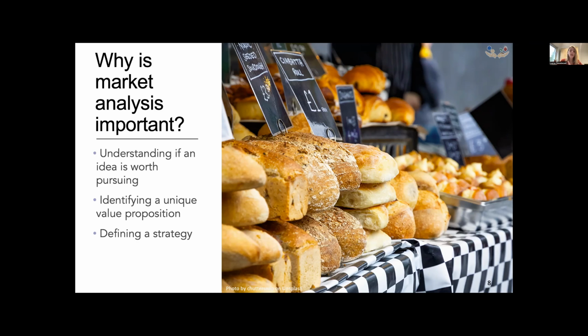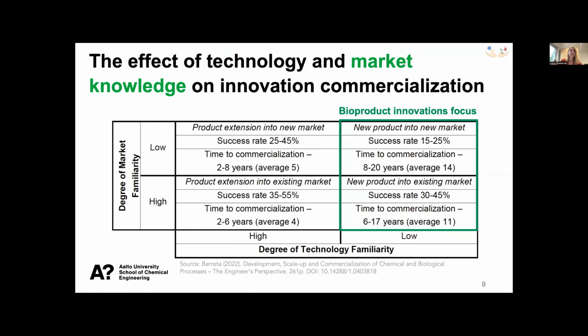This is very, very important in the bioeconomy, because it's very important to understand the market knowledge when we are planning on implementing a new technology. This graph is kind of heavy, but here you can see the degree of maturity and familiarity that we have with the technology when we're developing a new technology, a new product. And here's the degree of technology familiarity. So how much we know about the technology, how much we know about the market.